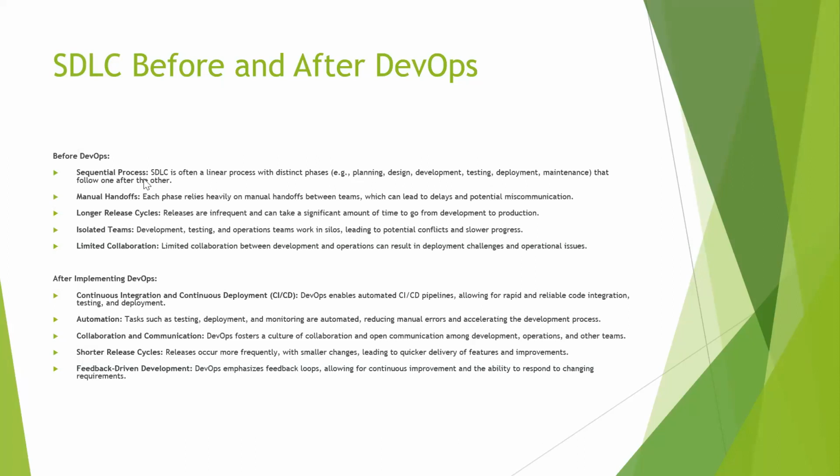That means it is definitely taking longer time to release. So when it comes to DevOps, it is continuous integration and continuous deployment. That means each and every piece of the code will be delivered immediately without waiting for the other piece to complete. So that is continuous integration and deployment. That's the main difference.